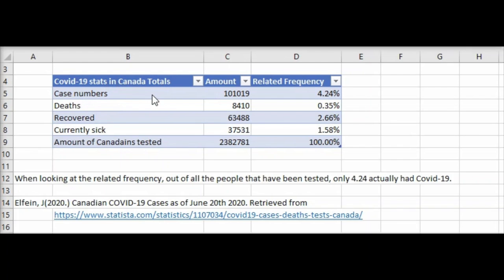To find the relative frequency, you take the class you're looking for, in this case the total case numbers in Canada, which is 101,019 people, and divide it by the total amount of Canadians tested, which is a big 2,382,781 people, which gives us a relative frequency rate of 4.24%. The total number may look big, but in relation to the number of Canadians who have gotten tested, it has a low frequency rate. Now on to Amanda with some more COVID-19 stats in Canada.